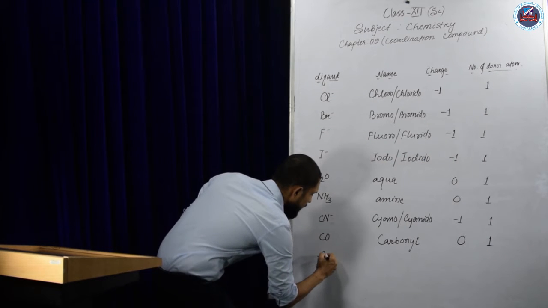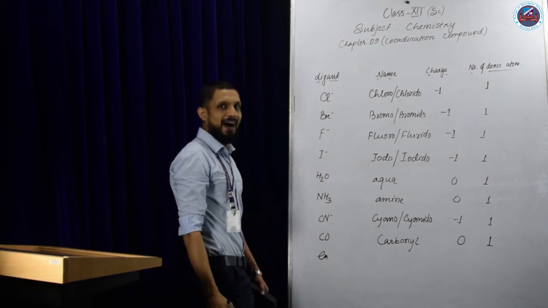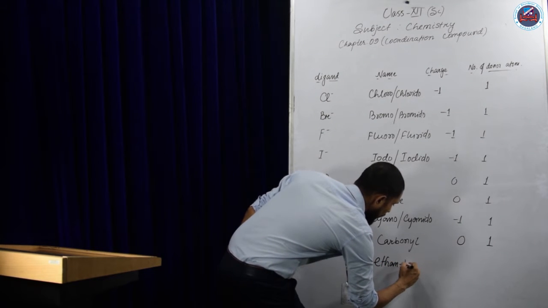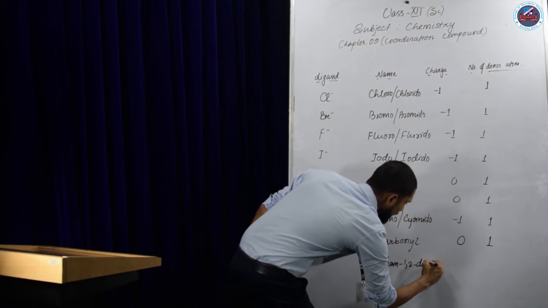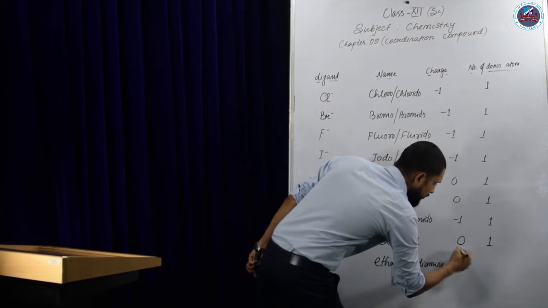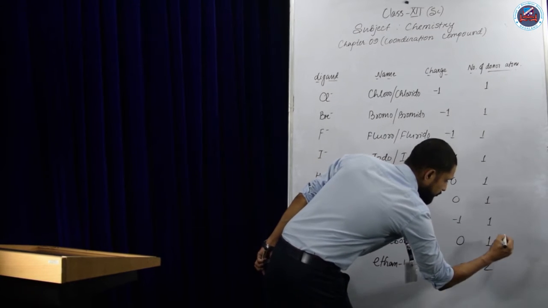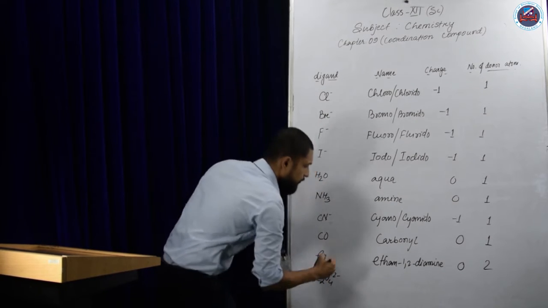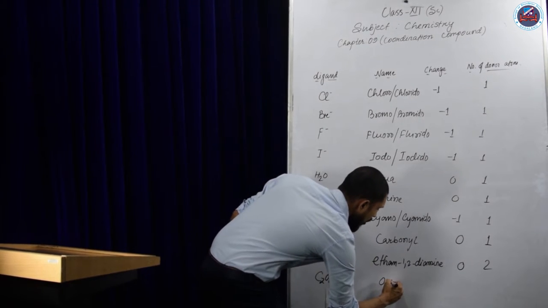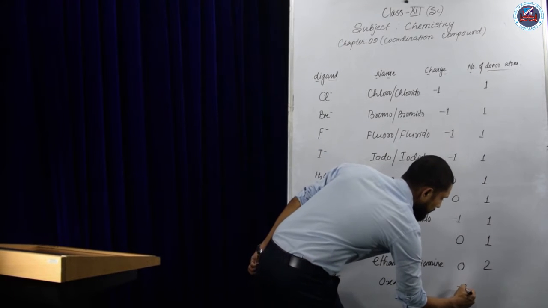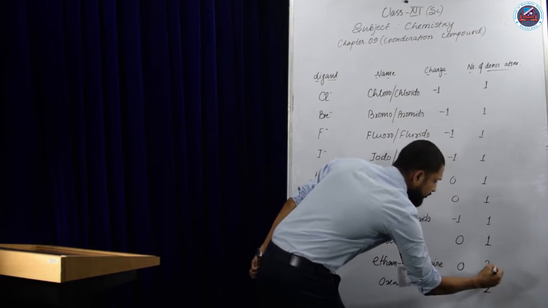Then we have en. En is a bidentate ligand. The name of this ligand is ethane-1,2-diamine. It's a neutral ligand, so charge will be 0. Number of donor atom is 2. C2O4 2 negative. Name of this ligand is oxalato. Charge carried by this ligand is -2. Number of donor atom is 2.